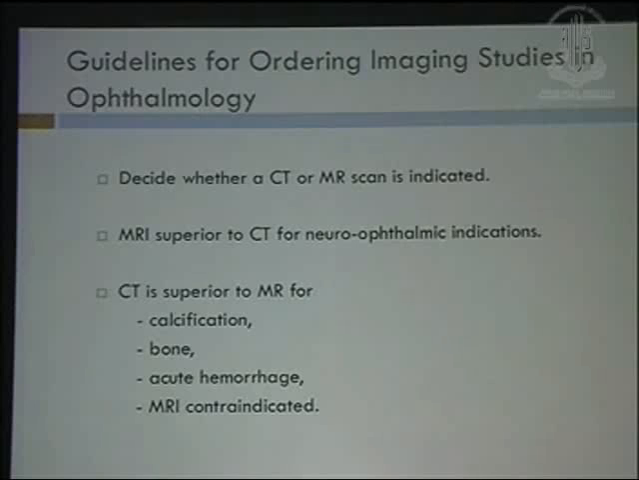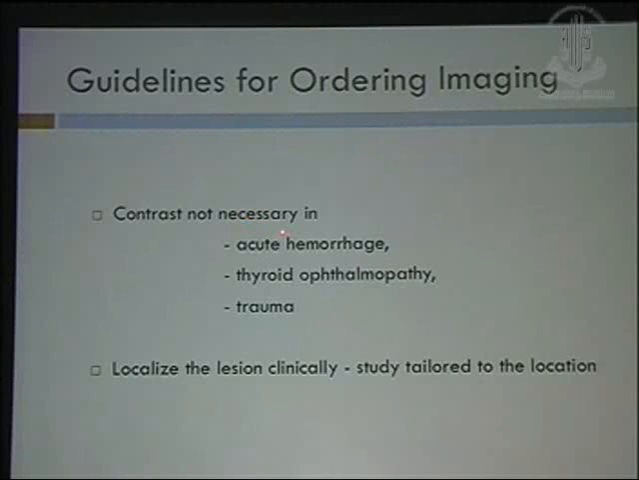And to conclude, first of all we should decide whether we should do a CT or an MR scan. In most of the conditions, as I have told you, MRI is superior to the CT scan, but definitely CT is better in these four conditions. One is when there is calcification, one when there is a bone injury, one when there is an acute hemorrhage, and when MRI is contraindicated. Contrast is not necessary in acute hemorrhage, in thyroid ophthalmopathy, and in trauma.